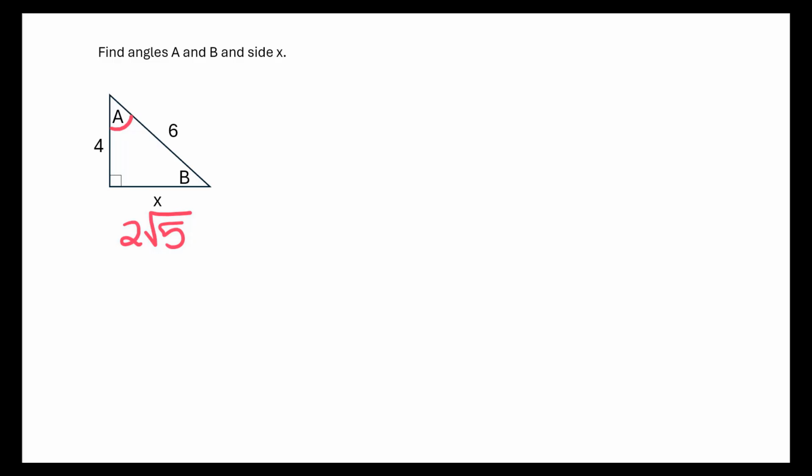Which trig function involves adjacent and hypotenuse? That is going to be cosine. So cosine A is equal to adjacent over hypotenuse, and the adjacent side is 4 and the hypotenuse is 6. So I know that that is just 2/3.